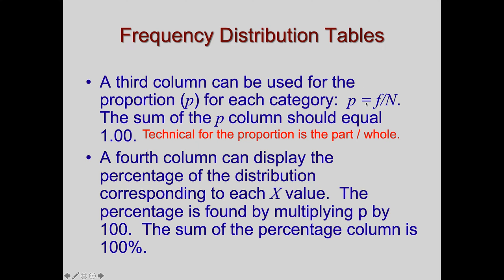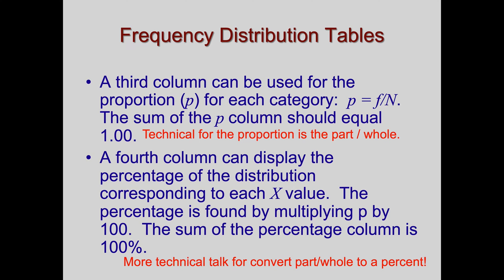The proportion P is the F, the specific frequency for that one, over the whole. N is the total number of them. So just remember, part over whole. The proportion is the part over whole. That number that they have there, that part, over how many they have altogether. A fourth column can display the percent of the distribution corresponding to each X value. The percentage is found by multiplying P by 100. The sum of the percentage column is 100%. And there we have your more technical talk for what is going on.